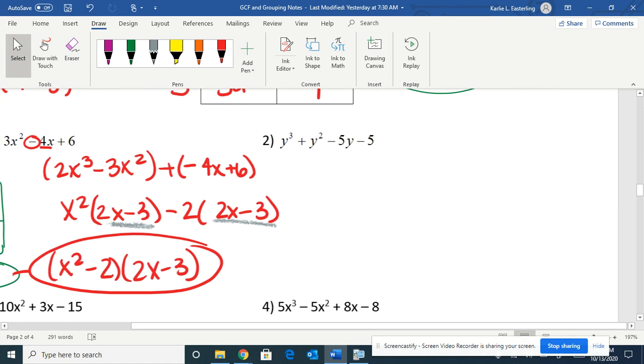I'm going to do the grouping method for a majority of these, but if you like doing the boxes, you can, just like I've said, be very, very careful.